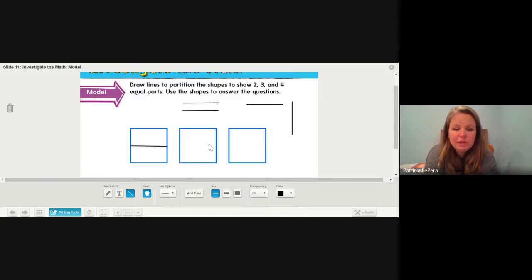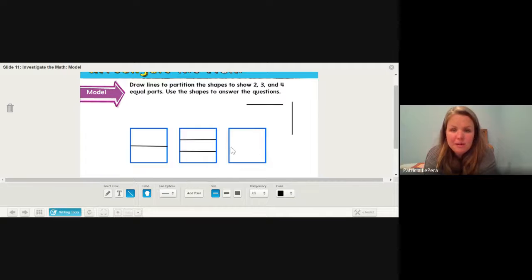Next, I want to break this middle square into 3 equal pieces. So I want to make sure that my pieces are about the exact same size. So now I have 1, 2, 3 equal pieces. I'm pointing with the arrow. So if you're looking over at the square, 1, 2, 3. Now my square here is broken into thirds. 3 equal pieces are thirds.